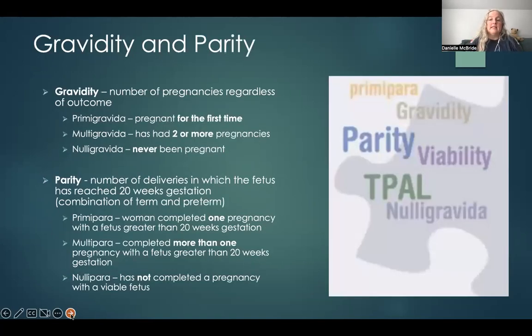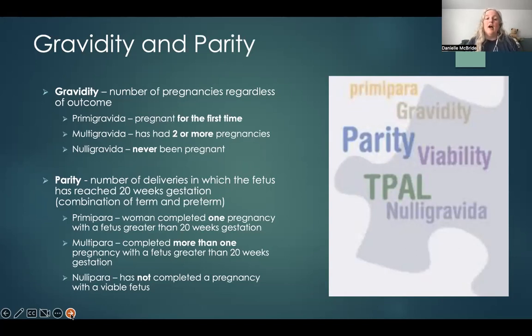All right, so next topic we're going to work on is gravidity and parity. Gravidity is the number of times that the woman's been pregnant. It does not matter how many babies were in there at the time, if she had twins, triplets, whatever. It does not matter how the pregnancy ended, if she had a miscarriage, a delivery, a C-section, an abortion, it doesn't matter. It just matters that the pregnancy happened.